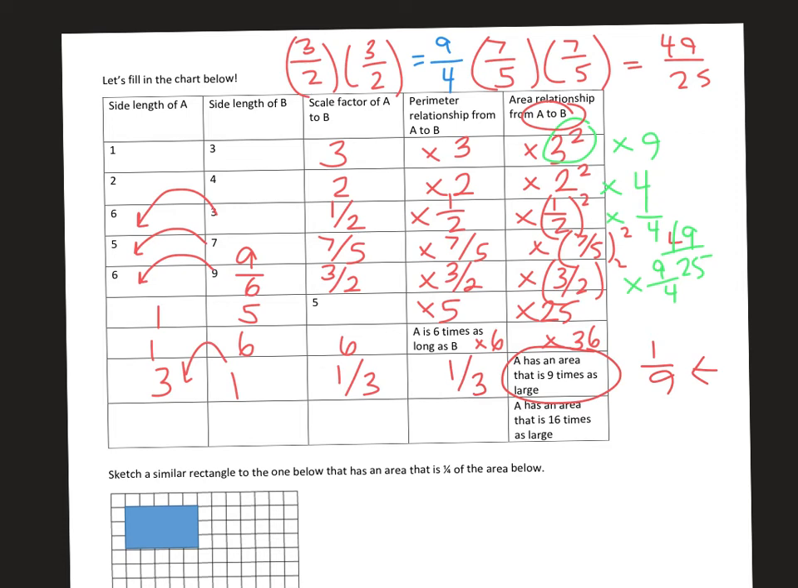Okay, and the last one, A has an area that's 16 times as large. So this was times 16. But if the relationship is from A to B, then it actually has to be 1/16, just how we did the other one. So if this is 1/16, this one has to be 1/4 because 1/4 times 1/4 is 1/16. So the scale factor is 1/4. This one is 1 and this is 4. So this part was confusing because it was written a little bit differently. It wasn't written from A to B, it gave you A first.